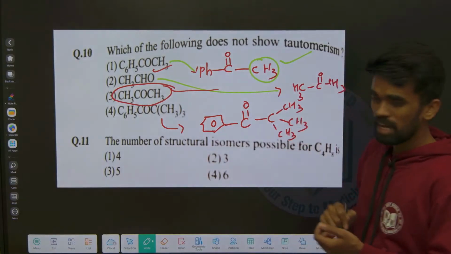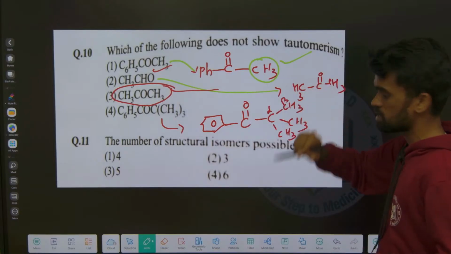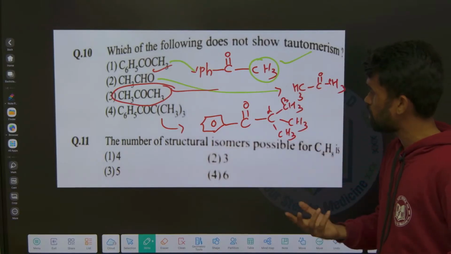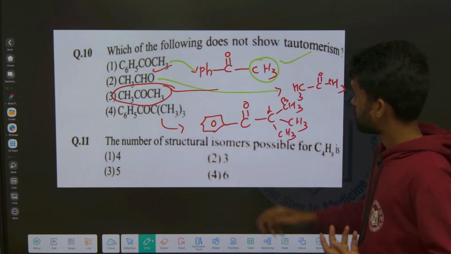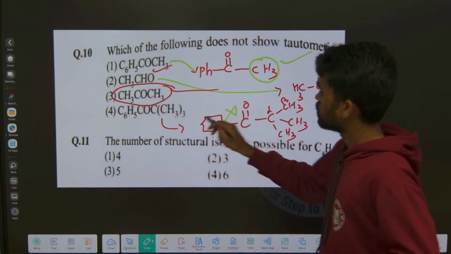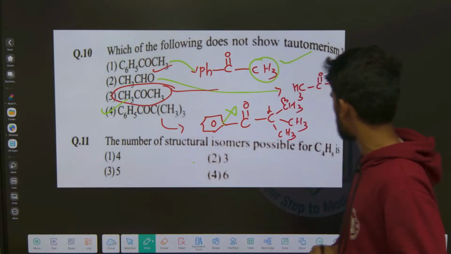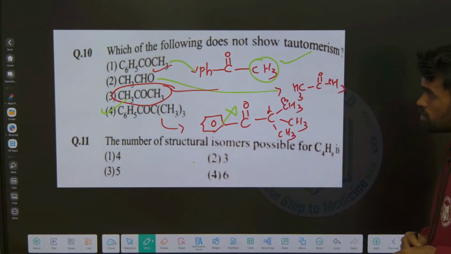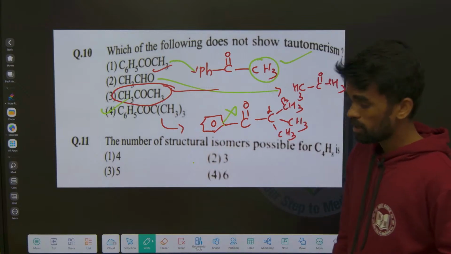See, do we have any alpha hydrogen? This is the alpha carbon, we have beta hydrogens but not alpha hydrogens. If no alpha hydrogens, no tautomerism. The phenyl ring doesn't have any alpha hydrogen, so that won't show it. So option 4 will be the perfect answer for this particular question. Okay, next.